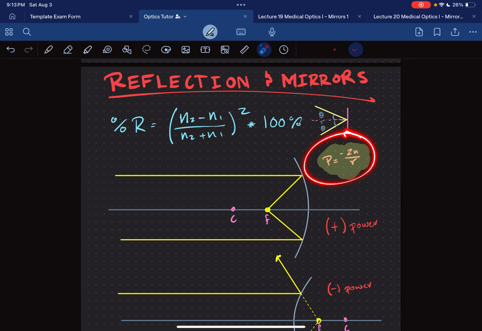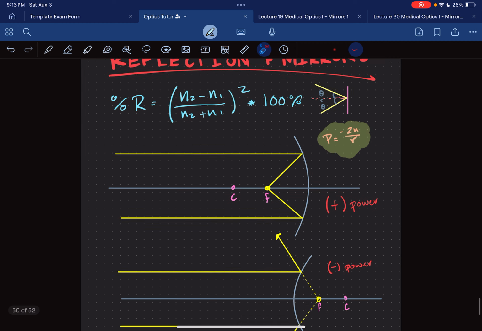This is important. This is our power equation to figure out how much power a mirror has. It's negative 2n over r. Typically a mirror is going to be in air, so it's negative 2 times 1 over r, and we can just think of it as negative 2 over r to be easier. So P equals negative 2 over r.